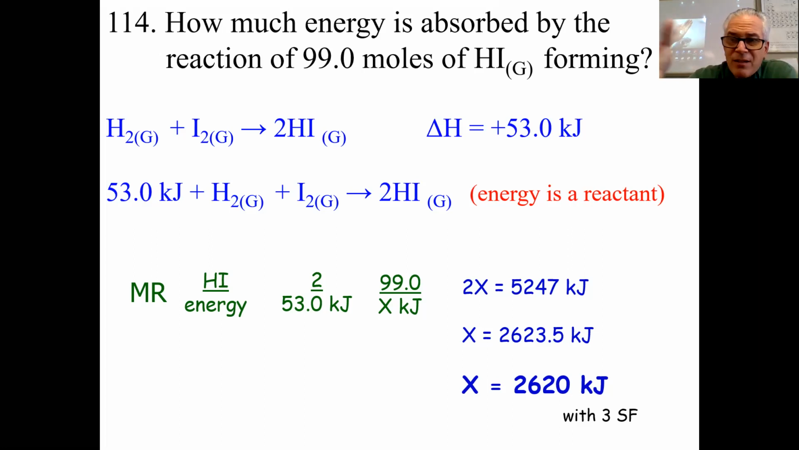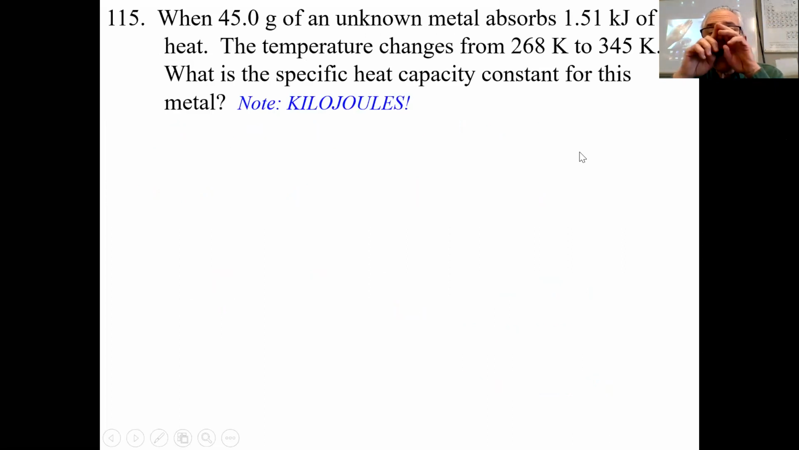Table I gives us a balanced chemical equation with energy associated in proportion. And then we're just doing a proportion here and figuring the answer out, an exercise in mathematics. 45 grams of an unknown metal absorbs a lot of kilojoules. Now look at that, 1.51 kilojoules. I don't like that number. We're going to turn it into joules in a little while.